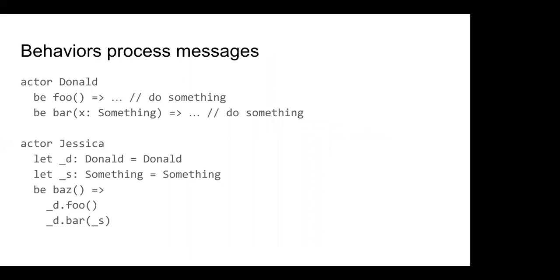So here's an example of 2 actors. We've got an actor, Donald, and it has behaviors called foo and bar. And again, behaviors are the things that process the messages. So that means that Donald can receive a message called foo with no arguments, or it can receive a message called bar with some sort of arguments. And then we have an actor called Jessica, which creates a Donald actor and then a something object of some sort. And when it receives a Baz message, it sends the message foo to Donald, and it sends the message bar to Donald.